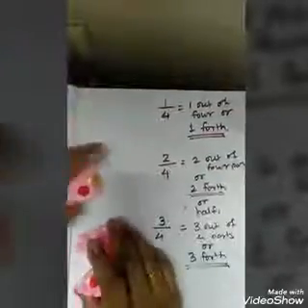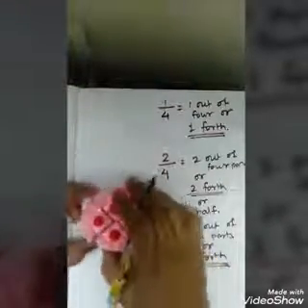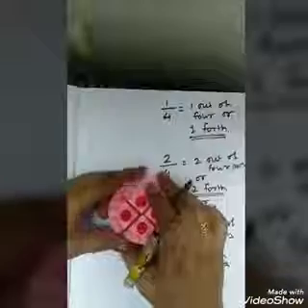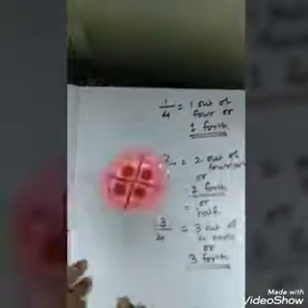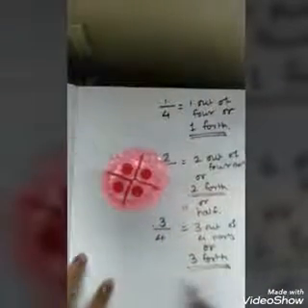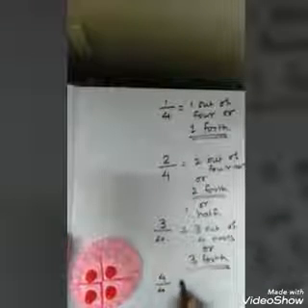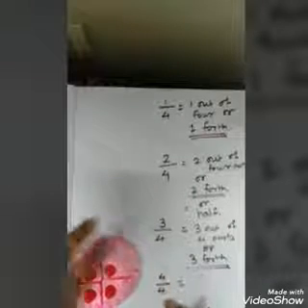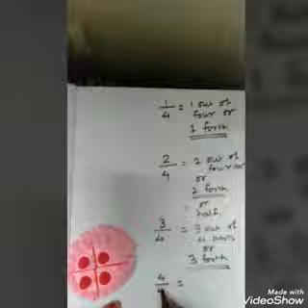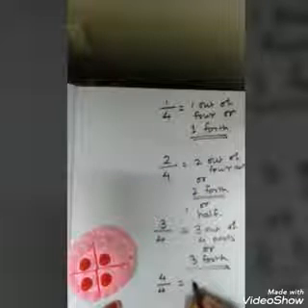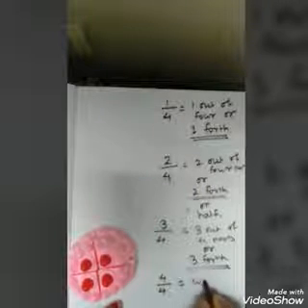Understood? Now I have to give all 4 parts to a single member. Then how much part did I give? Yes, 4/4. 4 out of 4 means all. 4 out of 4 means a whole.